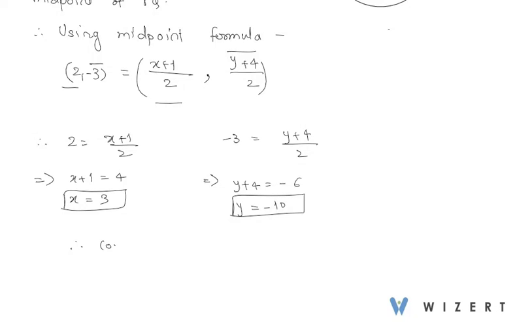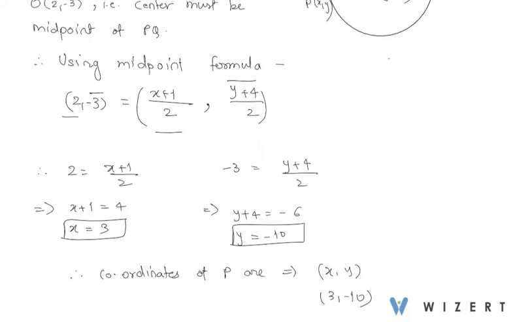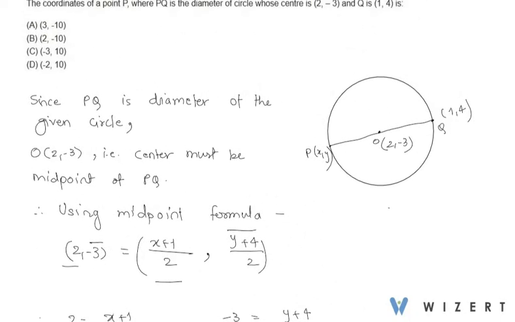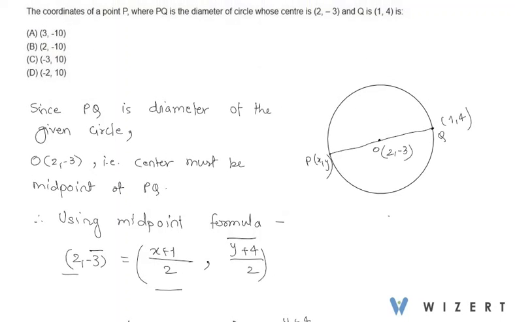Therefore, coordinates of P are (x, y), that is (3, -10). Let's see what are the options. Yes, answer is option A, (3, -10).